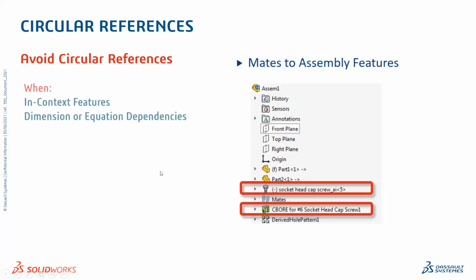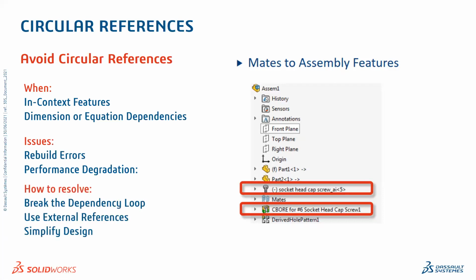Okay, circular references. When circular references happen, that means you create one feature, and based on that feature, one more feature is created. So the references happen to and fro. When can it happen? When you are using in-context features or dimension or equation dependencies, this will create circular references. It will throw rebuild errors, and this will always lead to performance degradation.